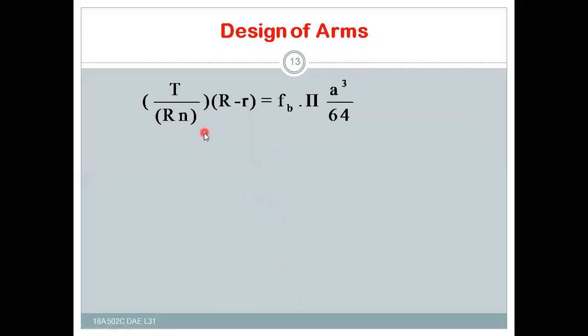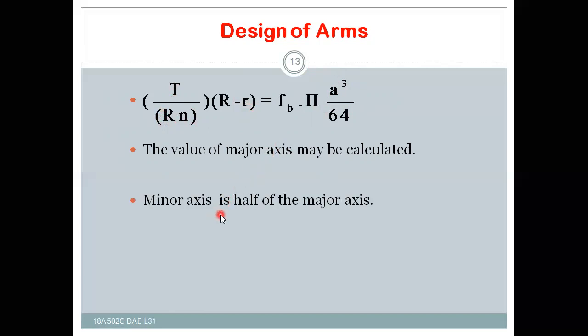Equate the maximum bending moment to the resisting moment, and with this equation the value of the major axis may be calculated. Because the torque is known to us, R is known, N is known, and the outer radius of the hub is also known. The only unknown is A, which is the major axis of the arm. Then we calculate the major axis of the arm. The minor axis is half of the major axis.